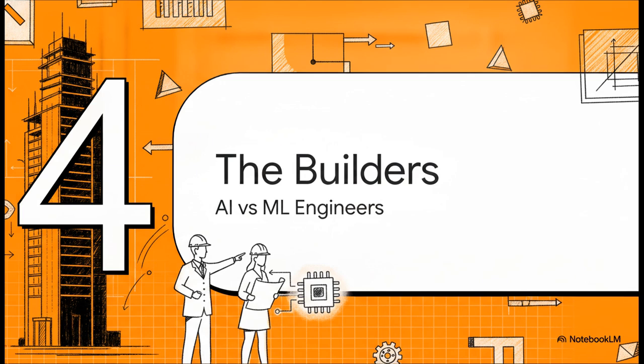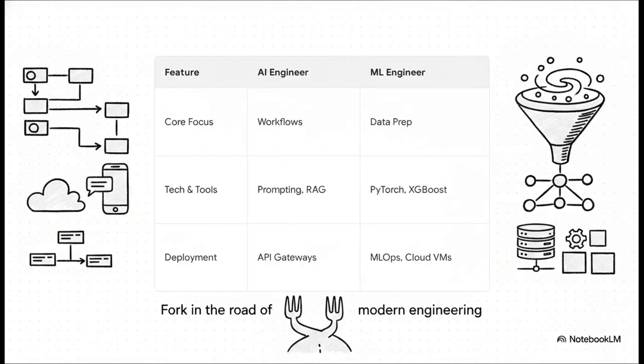All right, our final stop, Section 4, the builders, AI versus ML engineers. This side-by-side comparison perfectly illustrates the fork in the road for modern engineering. On one side, we have the ML engineer, on the other, the AI engineer. ML engineers are your foundational scientists. They are deep in the data and the raw underlying math of the models themselves, using heavy-duty tools like PyTorch. AI engineers, however, are the software specialists. They're the ones actually wiring those pre-trained models into consumer-facing applications using serverless APIs and prompt chaining.